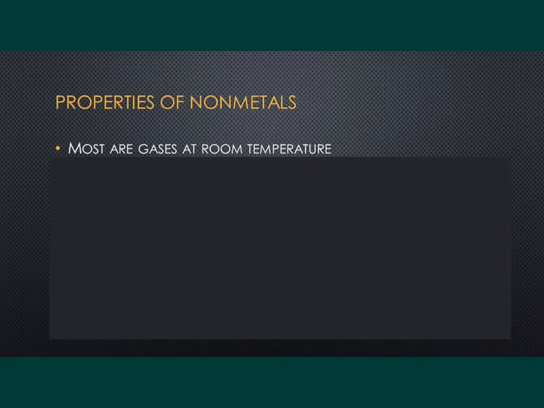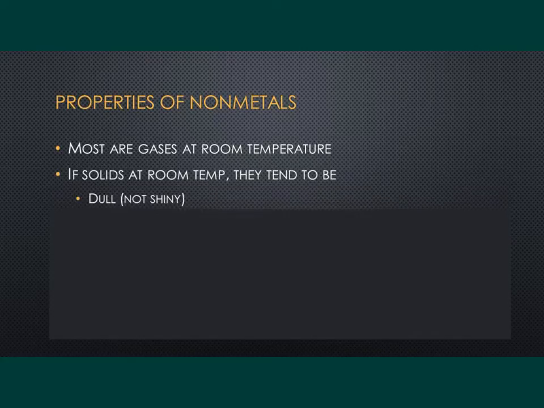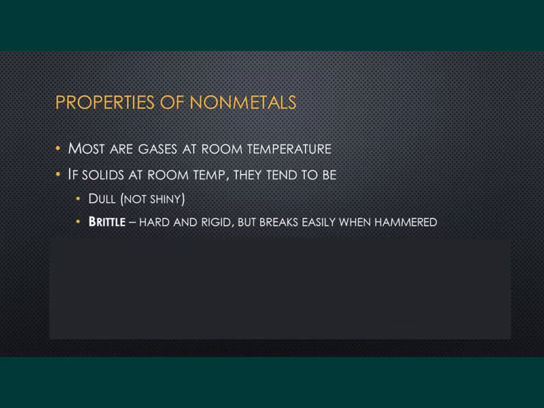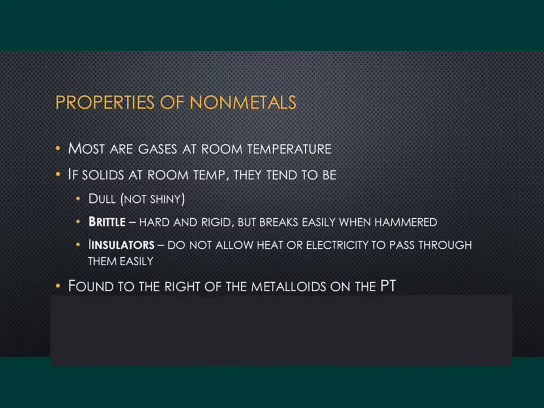All right, so what makes a nonmetal a nonmetal? Well, most of our nonmetals are gases at room temperature. We do have a few solids, and if they are solid, they tend to be dull. That's their luster, as in not shiny, but dull. They tend to be brittle, which means it's hard, like you can't squeeze it, but if you were to put force on it, it would break pretty easily. Brittle. They tend to be good insulators. Insulators are the opposite of conductors, which means they do not allow heat or electricity to pass through them. And finally, they tend to be found to the right of the metalloids on the periodic table.